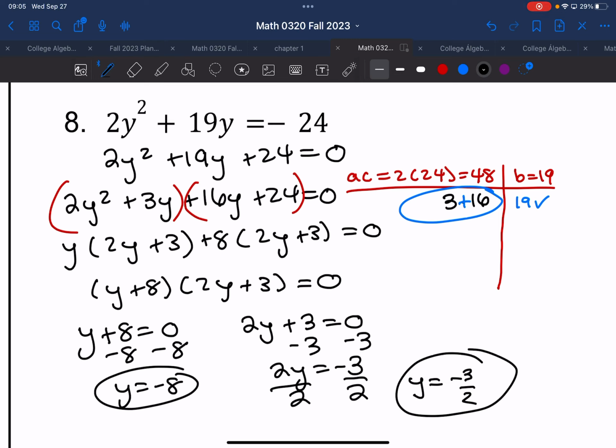So it's taking everything that we've learned in this unit so far, putting it all together to actually be able to solve this final concept. And that was this, being able to factor and solve quadratic equations. Any questions? Okay.